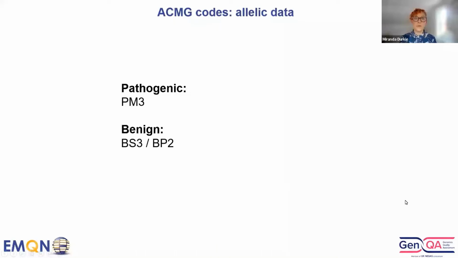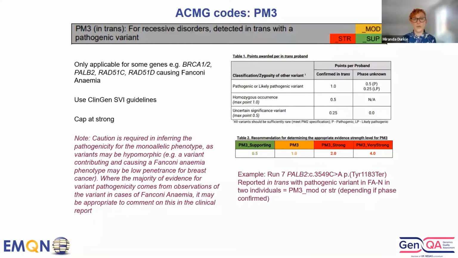So now moving on to the allelic data. Again, I'm going to go through this quite quickly because it's already been covered by Andrew. It's not very often used, but there are some circumstances when you can use it. It's very useful because you can get up to a reasonable strength, or we cap it as strong. It's for recessive disorders where it's detected in trans. This would be any of the genes that cause Fanconi anemia, or you can also use it for ATM variants with ataxia telangiectasia. We recommend using the SVI guidelines, but we would cap it at strong, with the caveat that you need to be cautious about inferring the phenotype when it's just present in a heterozygous state if the majority of the observations are seen in the biallelic recessive state. So just be very careful with that.